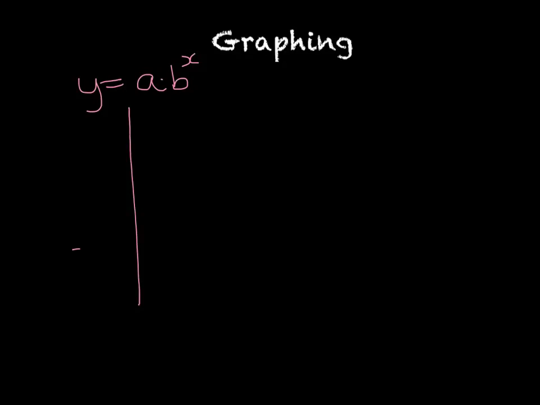So the way this looks is at the point where x equals 0, your graph touches the y-axis at a, and then depending on whether b is greater than or less than 1, the function will either decrease exponentially or increase exponentially. So if b is less than 1, then our function is going to decrease and it'll look something like this. And it'll just keep going down, but it never actually touches the x-axis.